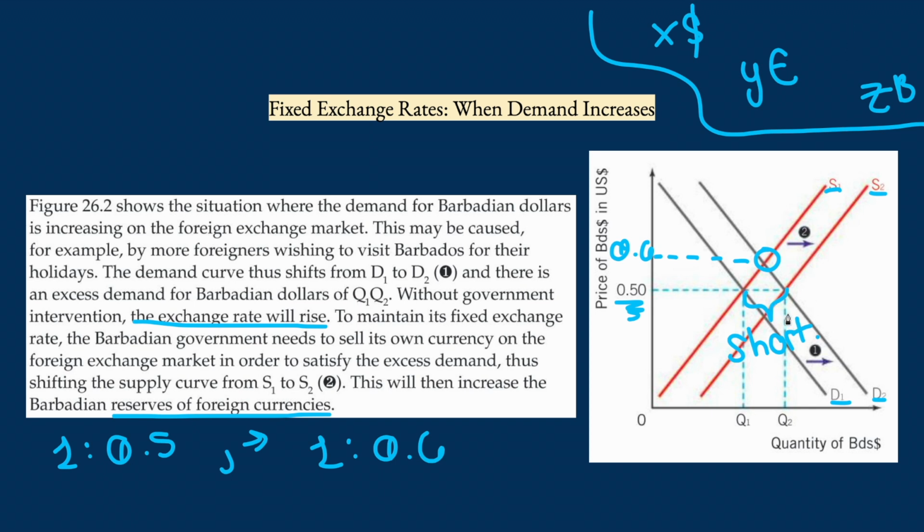So overall, as we can see here, if I get rid of this so it's easier to see, we can see how because of the original increase in demand and then the subsequent increase in supply, overall, the quantity of Barbadian dollars has increased from quantity Q1 to Q2 and has been able to remain, as per the government's aim, at a fixed exchange rate of one Barbadian dollar equal to 50 cents in US dollars.